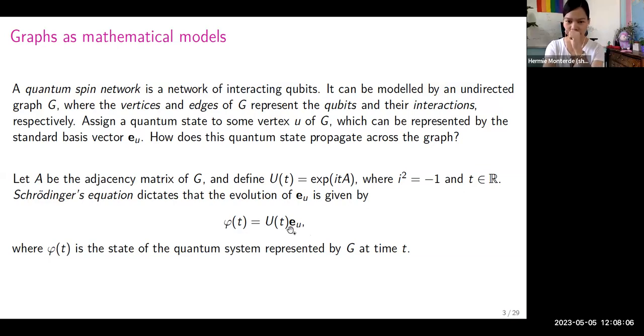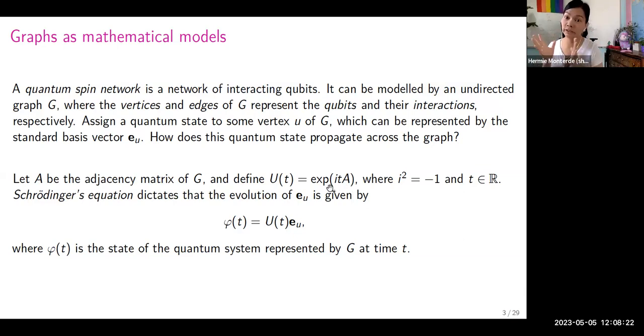Now, if we take a look at this one, if t is 0, take note that this becomes the exponential of 0A, which is basically just the identity matrix.